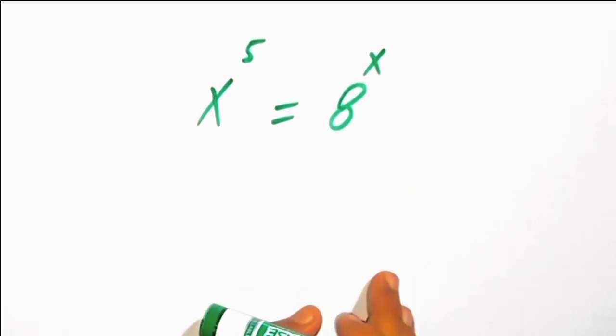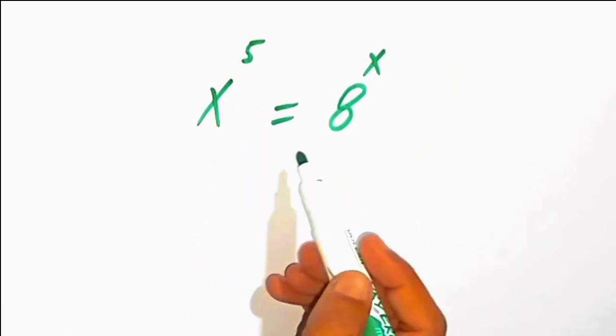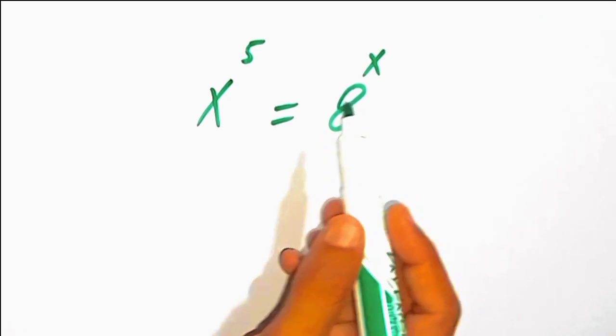Hello everyone, in this mathematical video we solve an exponential equation. An exponential equation is one in which a variable is in power form. Our equation is x to the power 5 is equal to 8 to the power x.